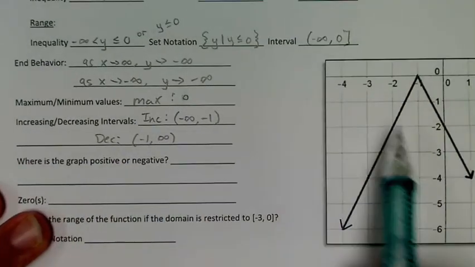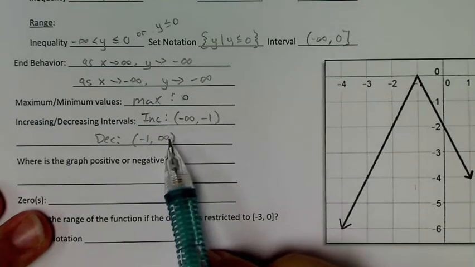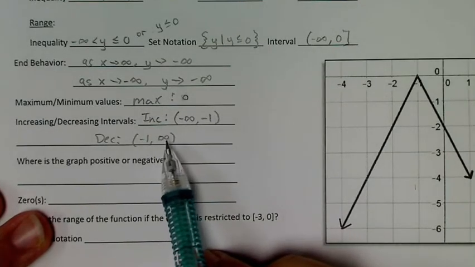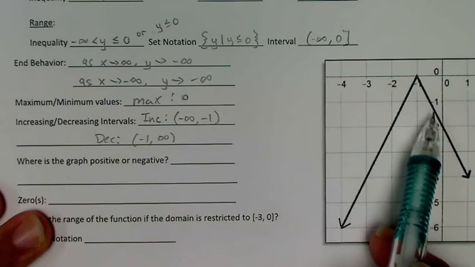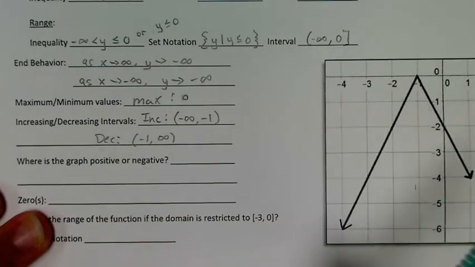Now, what a lot of students make mistakes on is they think because the graph's going down, this should be negative infinity. But remember, we're describing x values. The x values are moving to the right, which is in the positive direction.